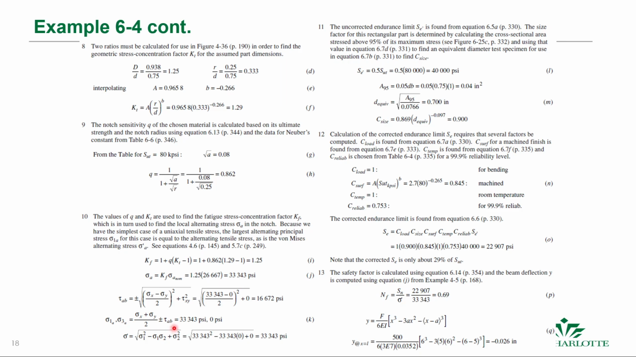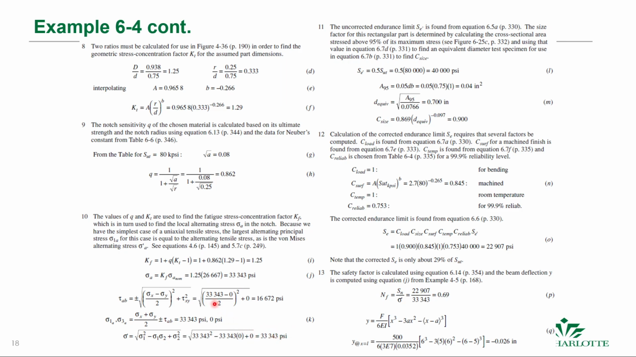Okay, and then we calculate that it's 33,343, which we would expect, because we have this in the normal direction, the principal direction. So then we can calculate our von Mises effective stress, which is also what we would expect, the same stress. Now, it's good practice to go through this, to use these equations and make sure that we don't have any stresses that we haven't accounted for, even if we know that we're going to get the same answer.